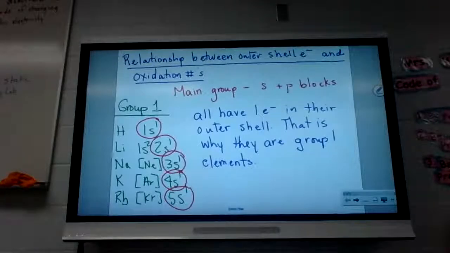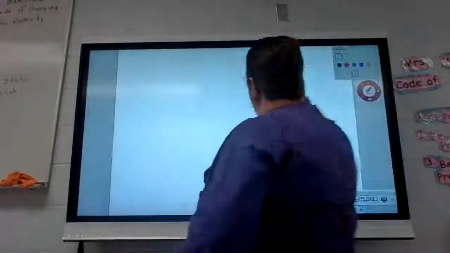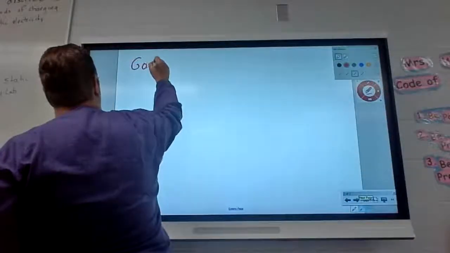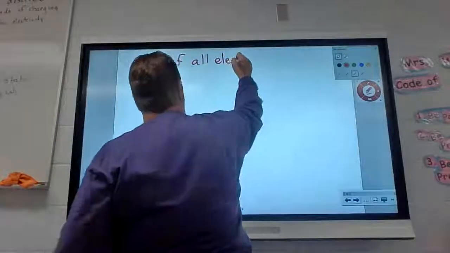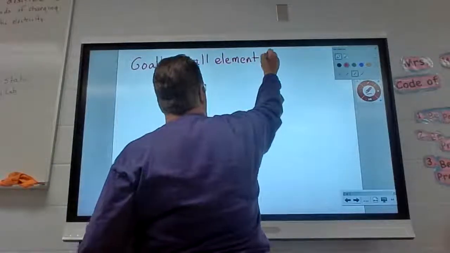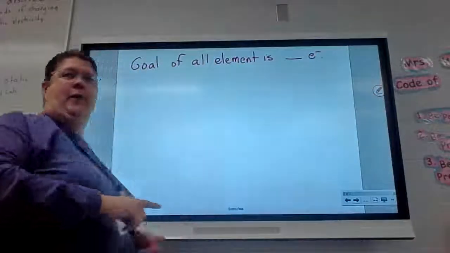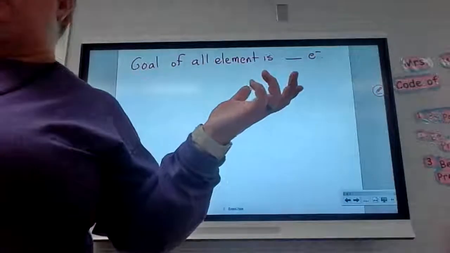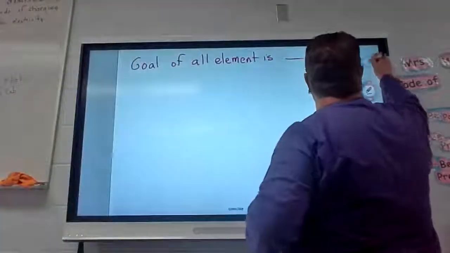Okay. Now, the goal of all elements is so many electrons. Anybody remember from middle school or another science class how many? It is 8. Very good. So I must have had a good teacher before you came to me.